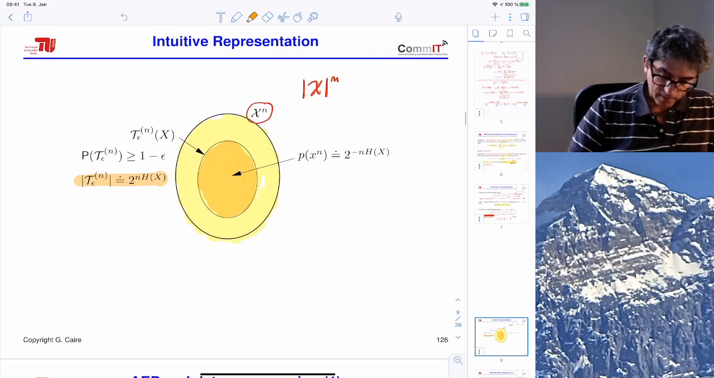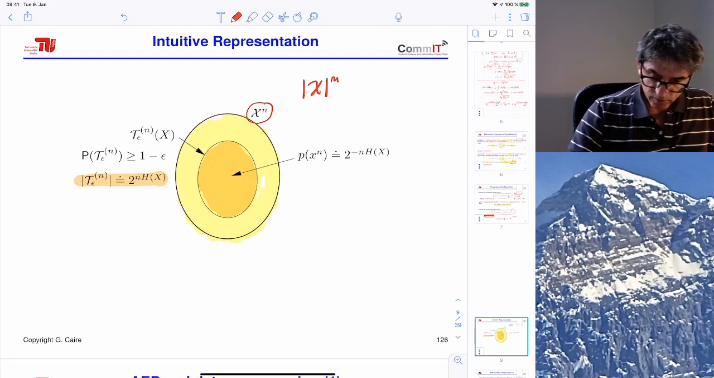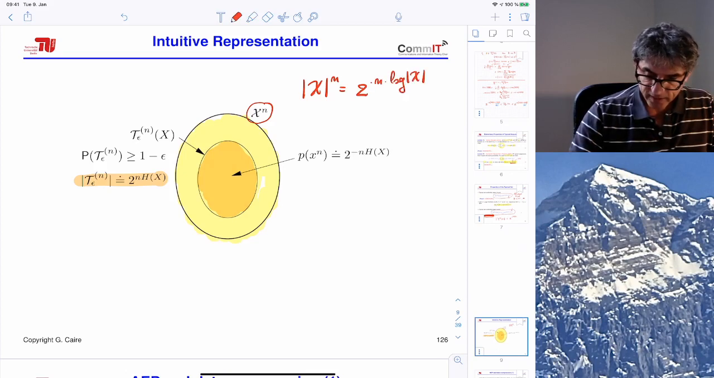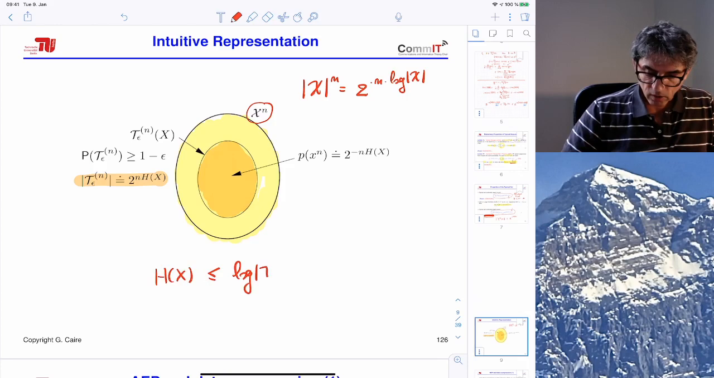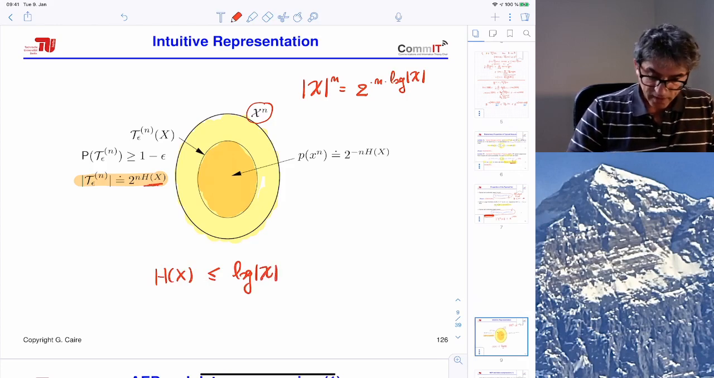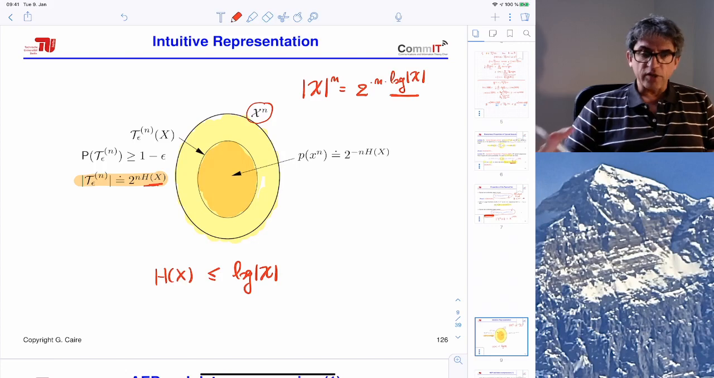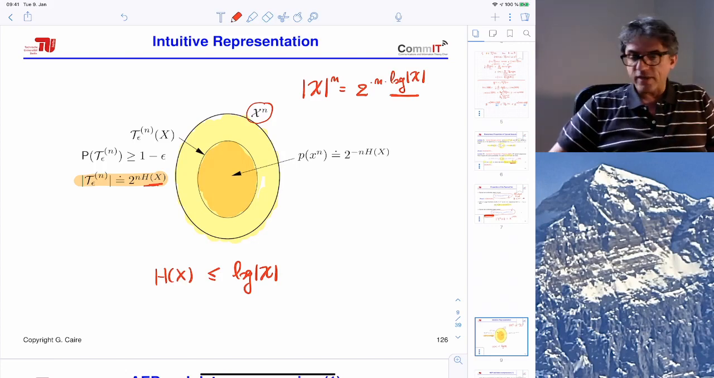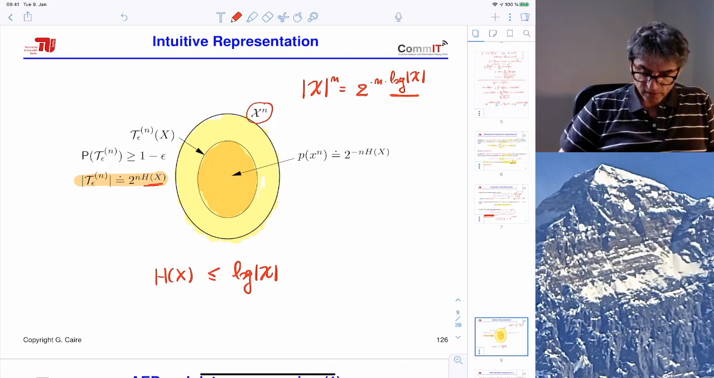Now, if you remember, this can also be written as 2 to the n times log base 2 of the cardinality of the set, and we know that in general the entropy is always less or equal than log of the cardinality of the alphabet. So in other words, the exponent here is smaller than the exponent here, which means that this typical set is exponentially smaller than the set of all possible sequences.